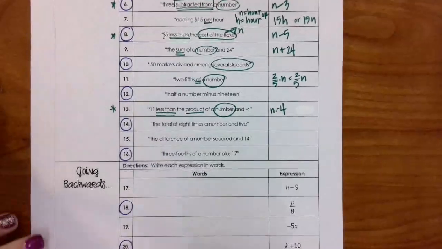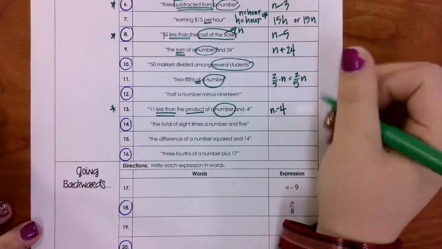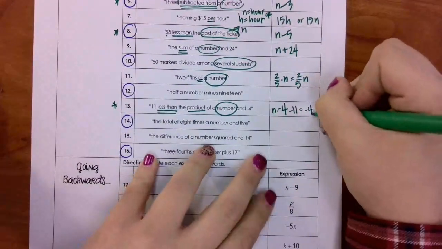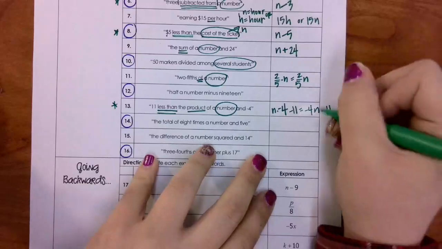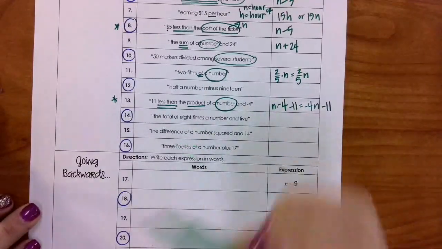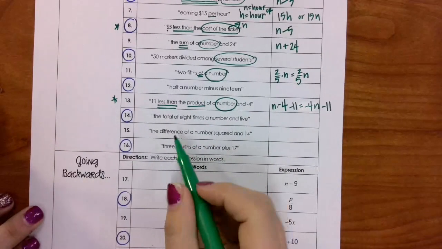I went ahead and erased that to give myself some more room. So n times -4 minus 11, which simplifies as -4n minus 11. This is what your simplified answer should look like. Go ahead and circle number 14 and move on to number 15.